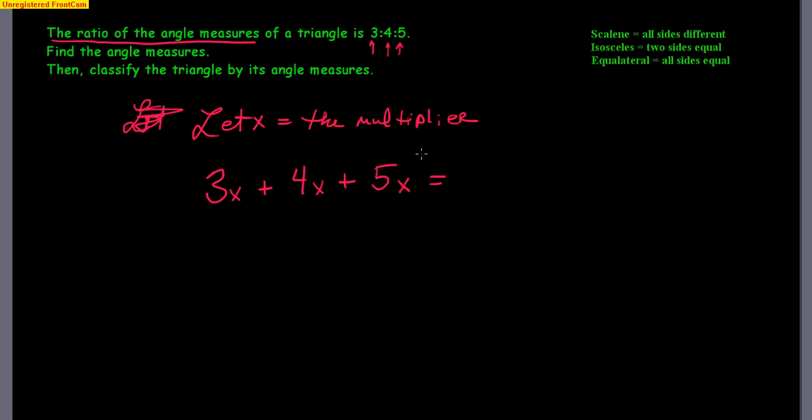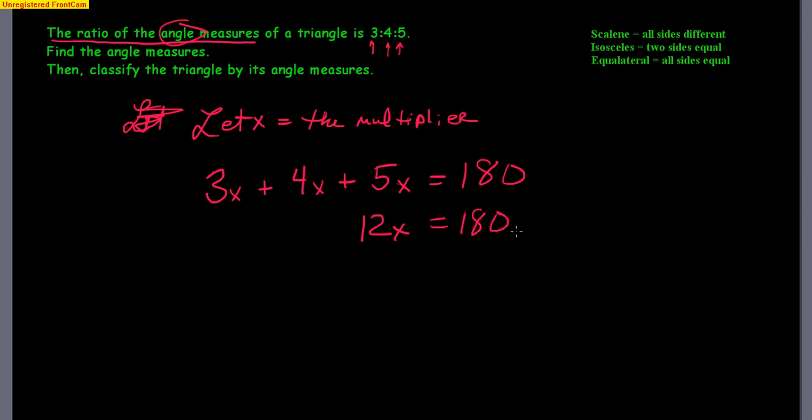Now, they're talking about angles, so we know if we add up all the angles, since I've multiplied each one of these, 3, 4, and 5, by the multiplier, this represents the actual angle in the triangle. This represents another angle, this represents another. So they should all add up to 180. There's our equation. We should all be able to solve this. 3 plus 4 is 7 plus 5. That's 12x.